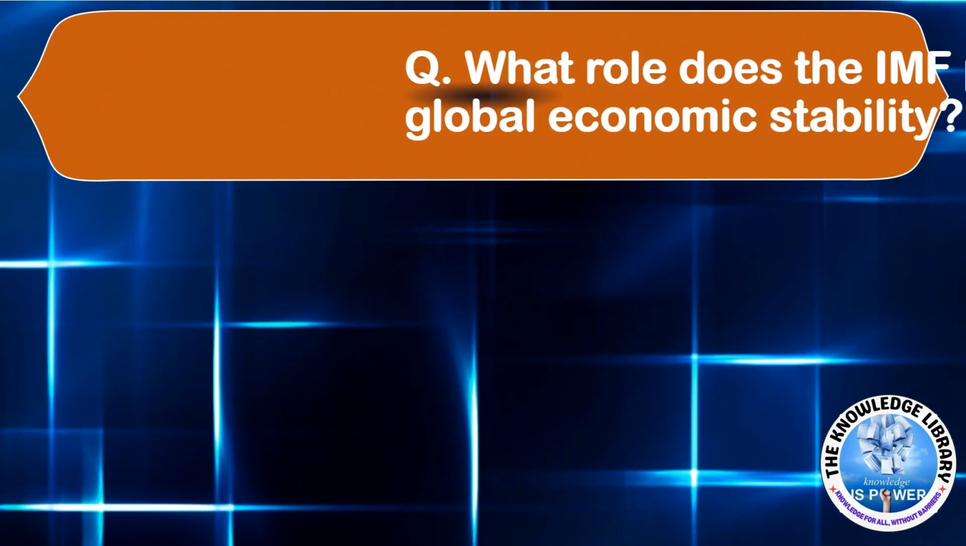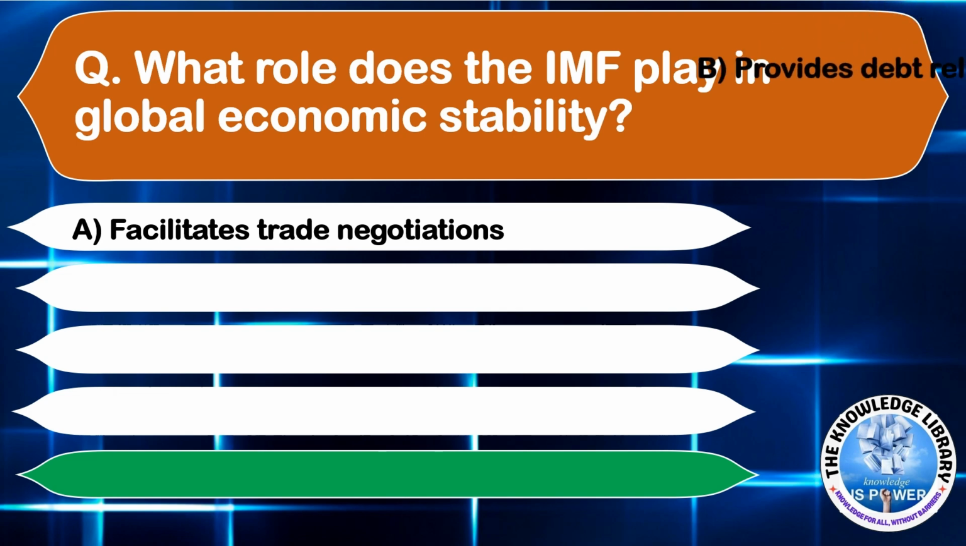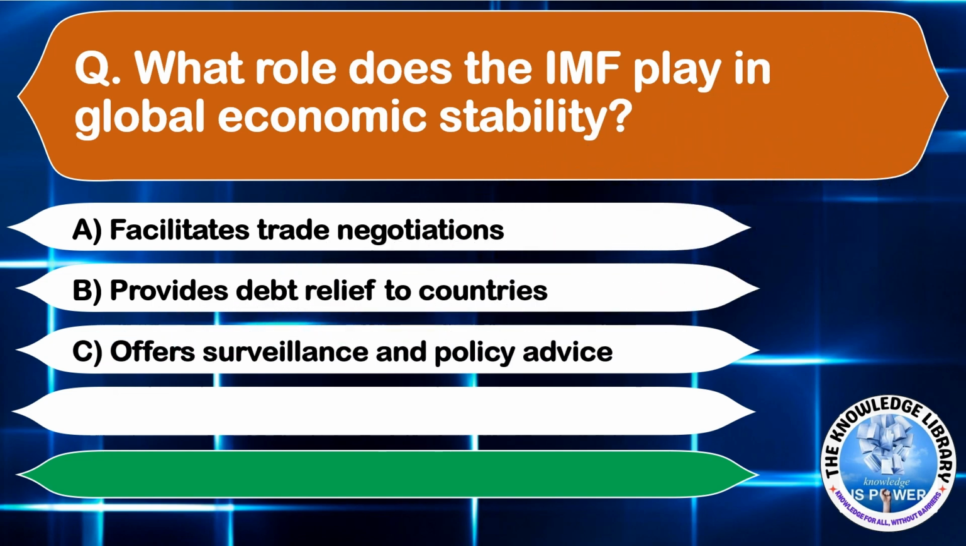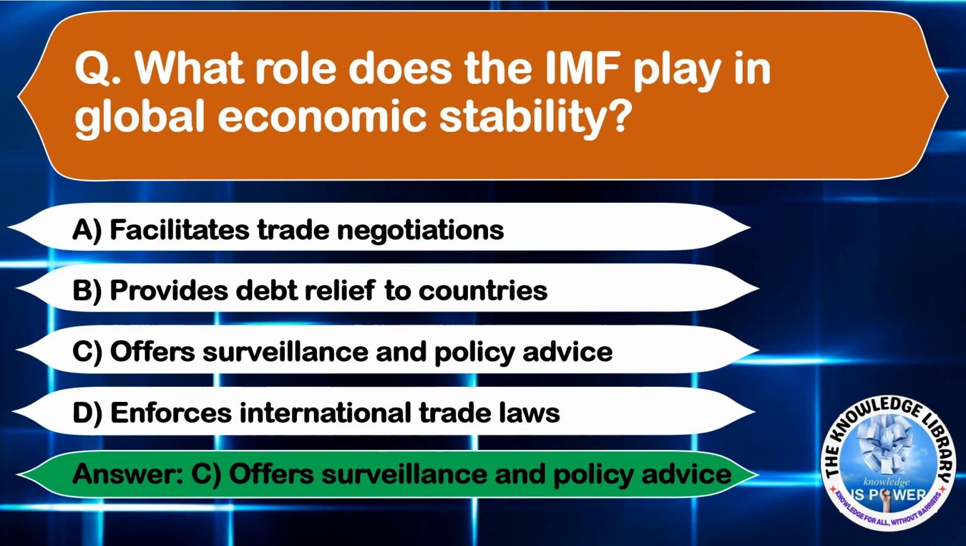Next question is, what role does the IMF play in global economic stability? Option A, facilitates trade negotiations. Option B, provides debt relief to countries. Option C, offers surveillance and policy advice. Option D, enforces international trade laws. Answer is option C, offers surveillance and policy advice.